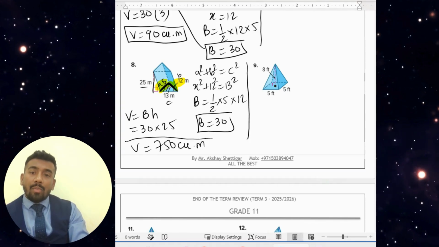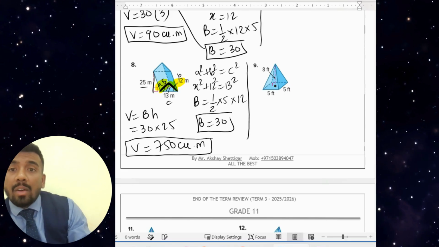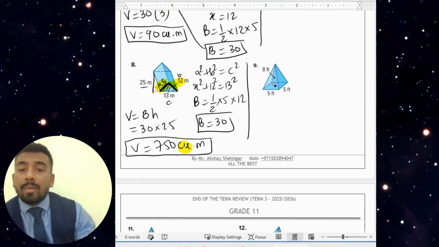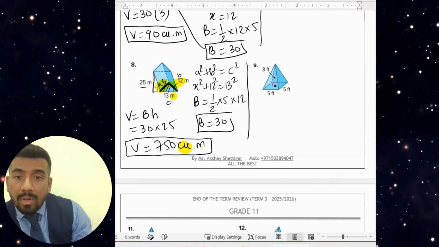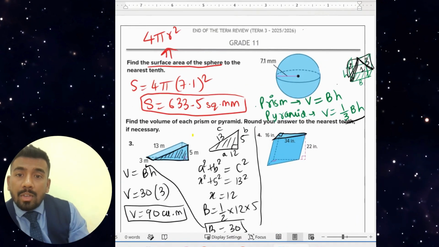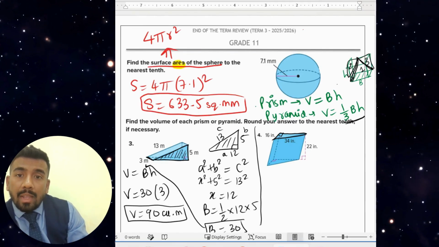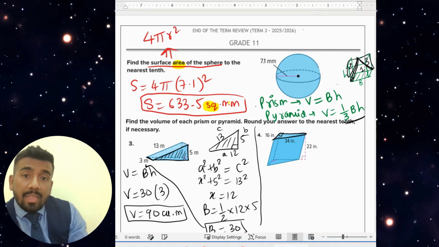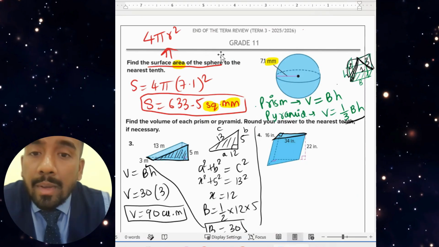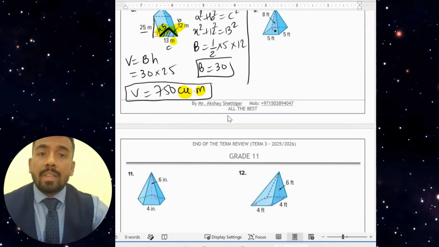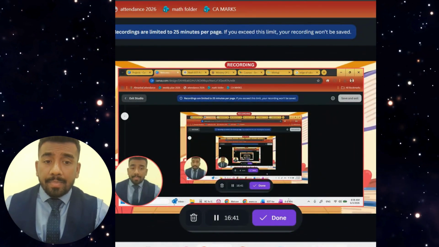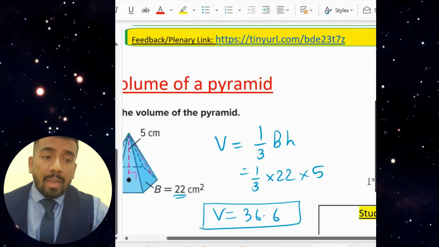For volume we always put cubic. Whatever is the unit given, meter, we'll write meter after it. Whereas for surface area, whenever we talk about area, we put square, and then the unit. What is the unit here? Millimeter, we put millimeter. Okay, so that's how you do it. Let's go to the next question. Question 9. Now that's a pyramid.